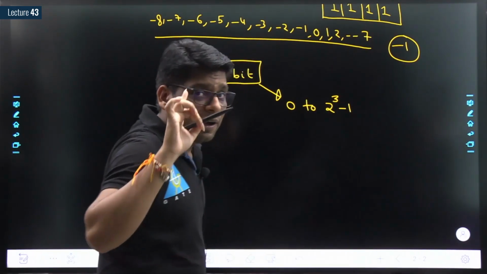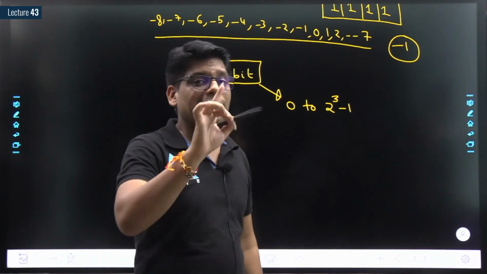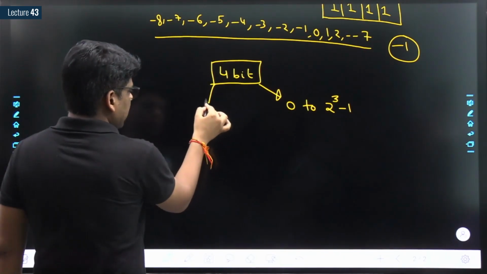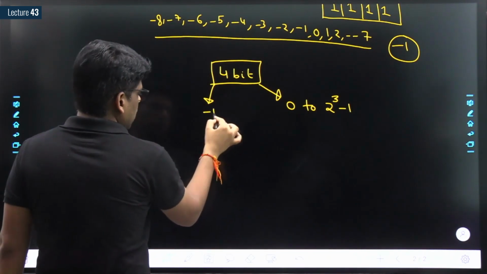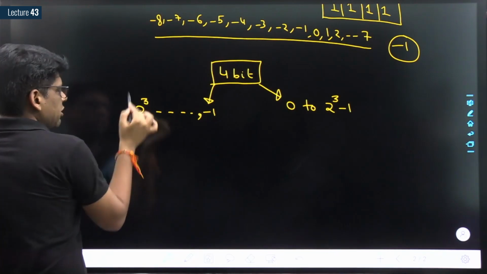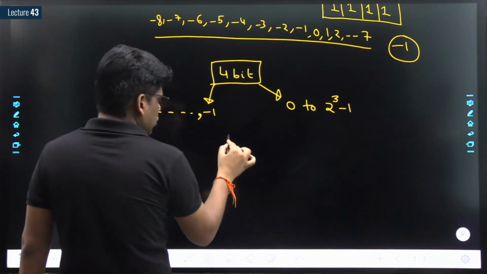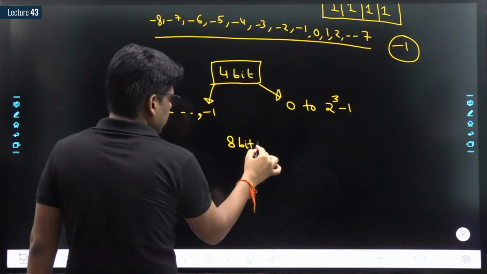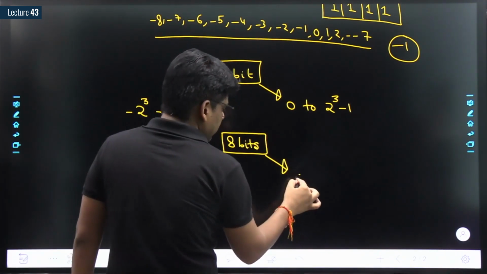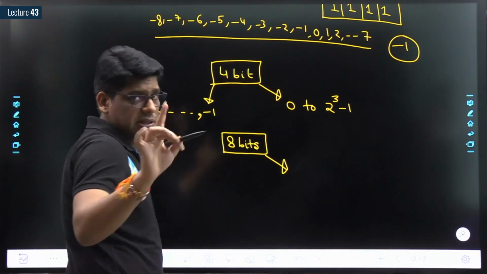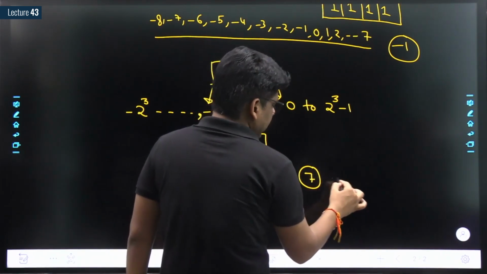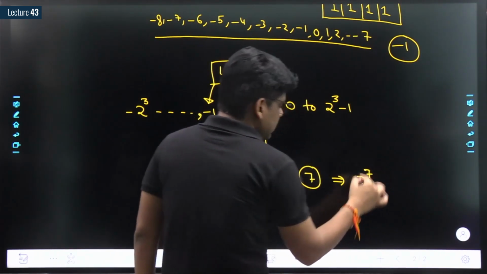We have already covered this topic in data types. I hope you remember this concept. For negative numbers, the largest value is minus 1 and it goes till minus of 2 to the power 3. Sir, if I ask you, what about 8 bits? In 8 bits, again inside positive, 1 bit is reserved for the sign bit. Out of the remaining 7 bits, the total values that can be represented is 2 to the power 7.